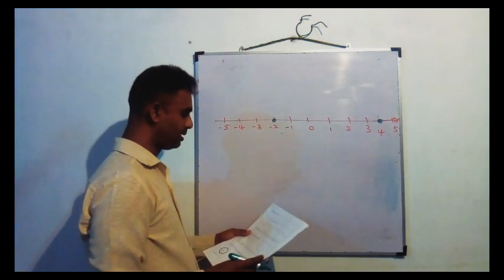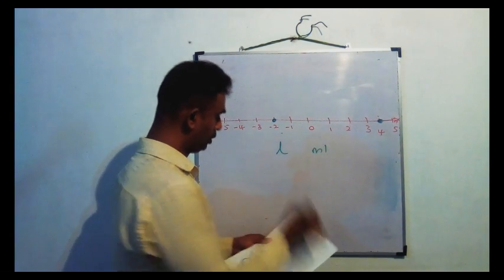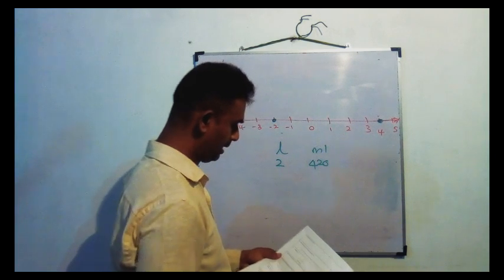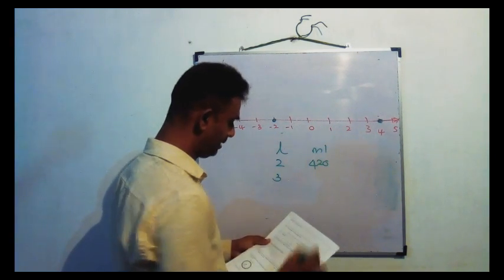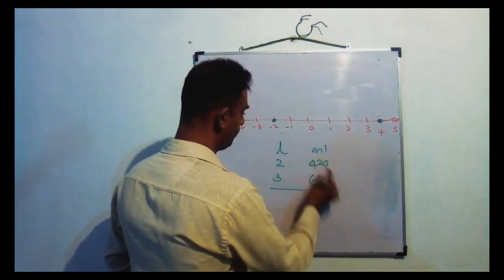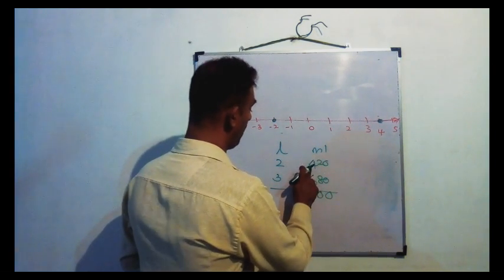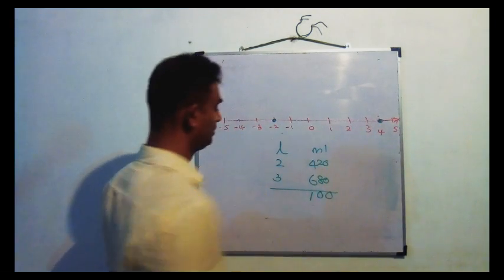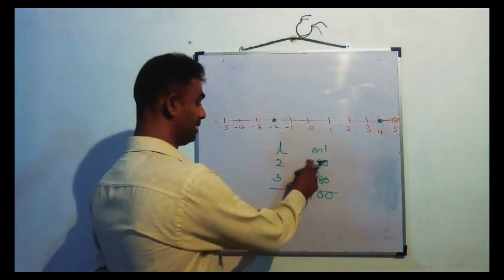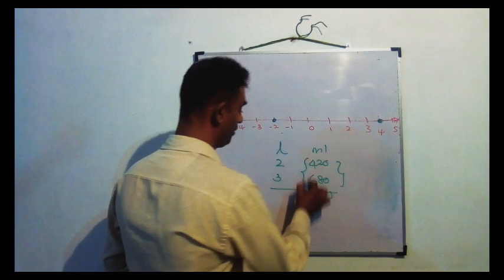Next, 10th one. Simplify liters and milliliters. 2 liters and 420 milliliters. Next one, 3 liters and 680 milliliters. Now we can normally add: 0, 2, 8, 10. Balance is 1, 5, 6, 11. 100. The balance is 1. The total is 1100.